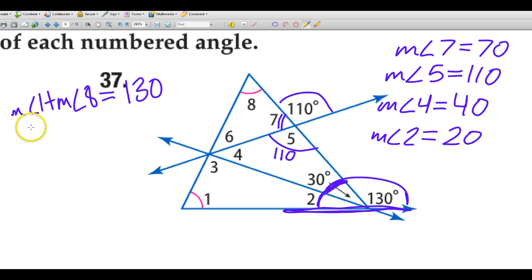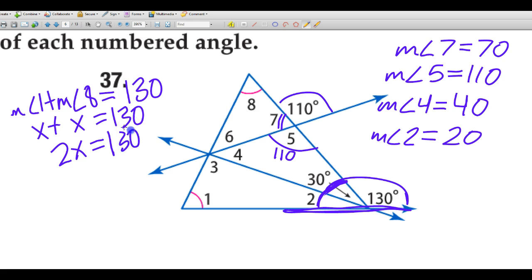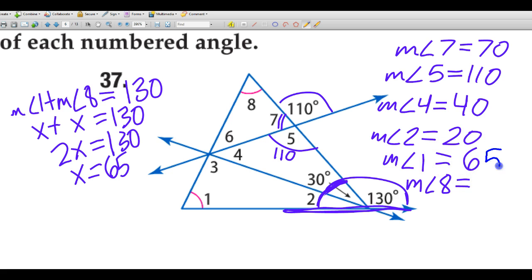And since those two angles are the same, let's just call them x. So x plus x equals 130, or 2x is equal to 130. So divide by 2, and x is equal to 65. So the measure of angle 1 and the measure of angle 8 are both 65 degrees.